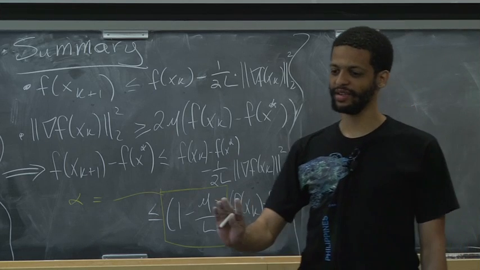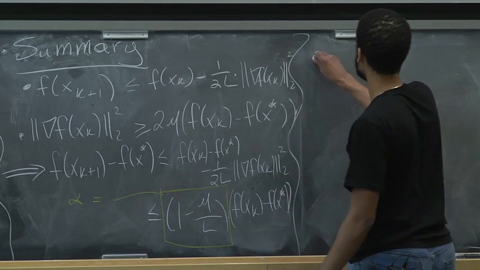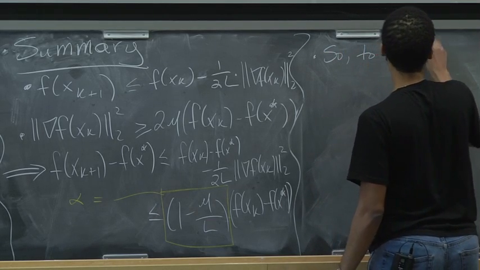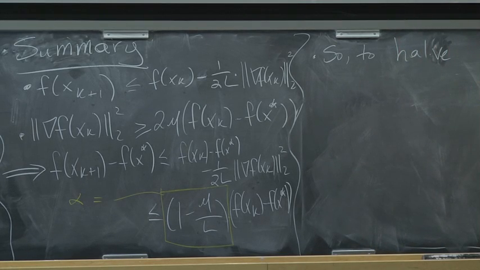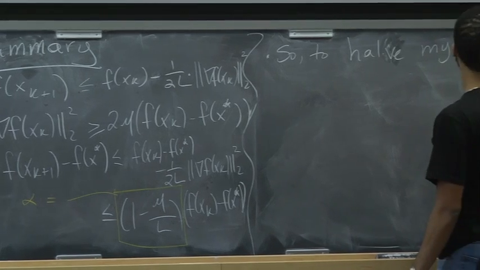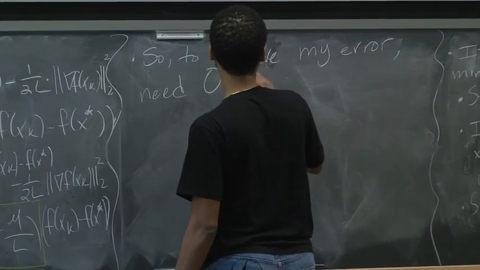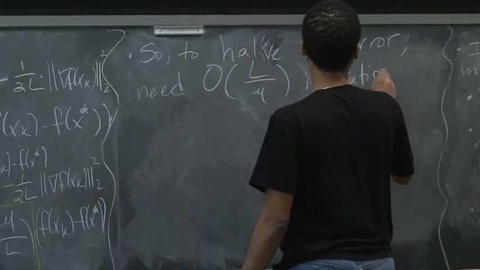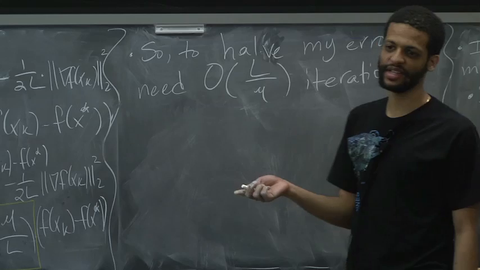Sorry, just to halve my error, let's say. L over mu, right? Yeah, exactly as you said. So to guarantee that I halve my error, we need O of L over mu iterations, right? Because (1 minus mu over L) to the L over mu is at most 1 over e.